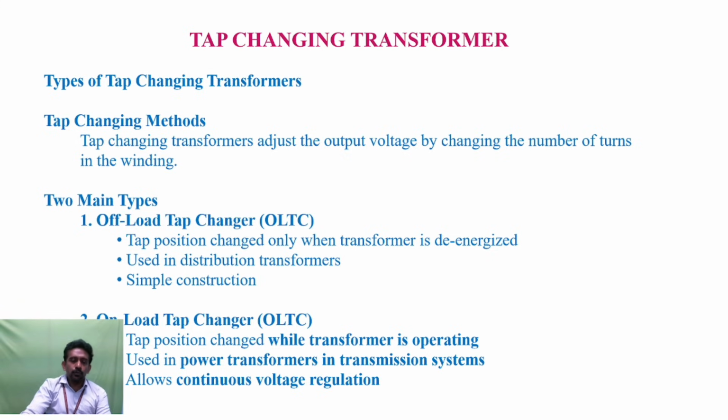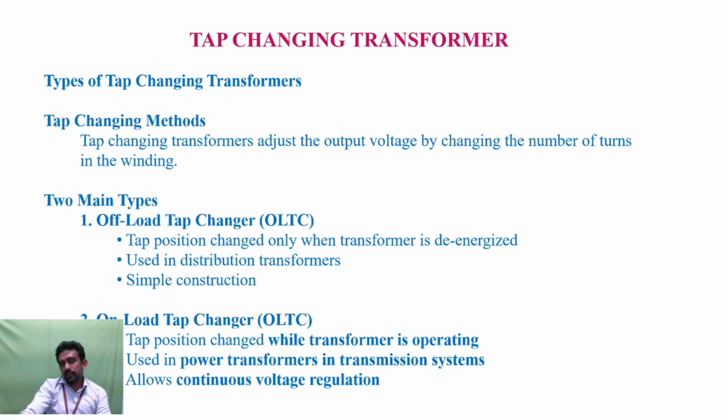In the off-load tap changing principle, the tap position is changed when the transformer is de-energized. When the transformer is disconnected from the load and there is no load current, we can change the tap position, thereby attaining the required voltage. It is mainly used in distribution transformers, and the construction is very simple. But this is replaced by the on-load tap changer, to satisfy the reliability of power supply to the customer. So we are using the on-load tap changer.